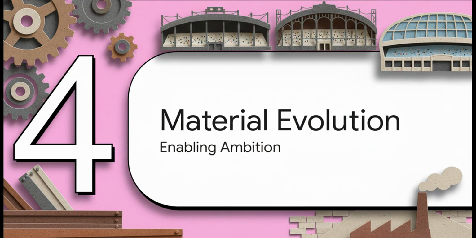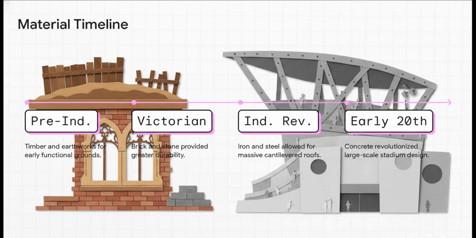Section 4. Materials that changed everything, enabling architectural ambition. Now, as the Industrial Revolution kicked into high gear, the sheer desire to host bigger and bigger crowds supercharged architectural ambition. Early on in the pre-industrial era, venues relied on cheap, functional timber and earthworks. Then the Victorian era brought in brick and stone masonry for better durability and detail. But then came the true game changer: structural iron and steel. By overcoming the limits of traditional masonry, steel allowed for these massive cantilevered roofs. Suddenly, you didn't need thick columns blocking the fans' views. You could shelter thousands of people all at once.